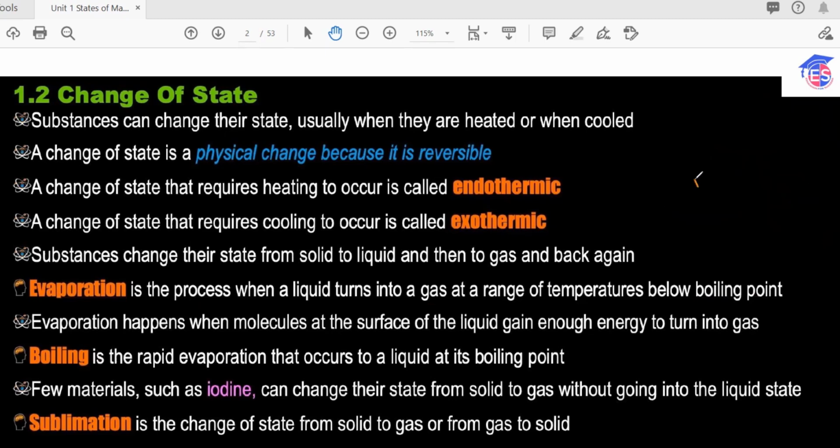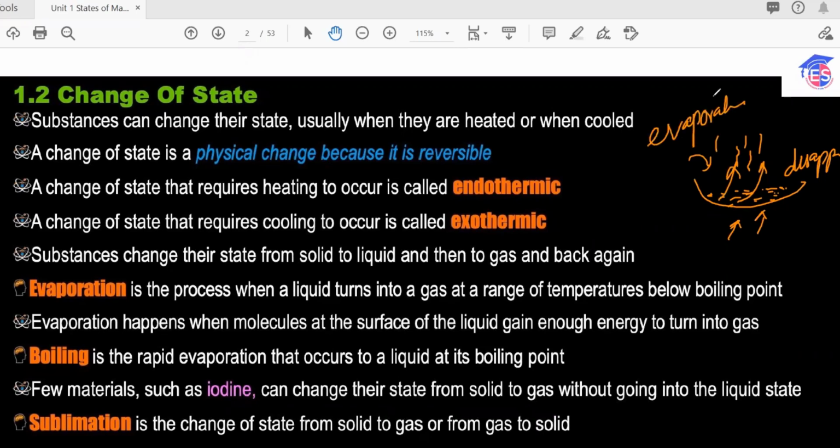But boiling is not the only method. Sometimes you put some water in a room, you are not boiling it, and after some time you find that the water has disappeared. There is no water. Why? Because the water evaporated. Without boiling, without heating, the water disappears and converts into water vapor. So this process is known as evaporation.